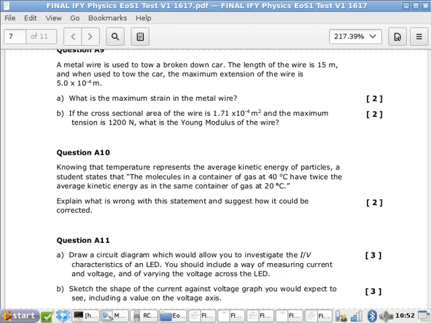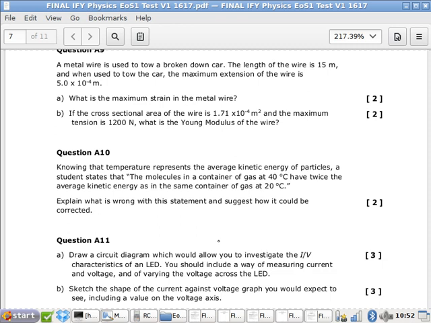The molecules at 40 Celsius have twice the kinetic energy as molecules at 20 Celsius. What is wrong with this statement? Is it correct? No, it's not. It's not correct. The temperature. Oh, it is not twice, because we have to consider kelvin, not degrees Celsius. Correct. It is not twice.